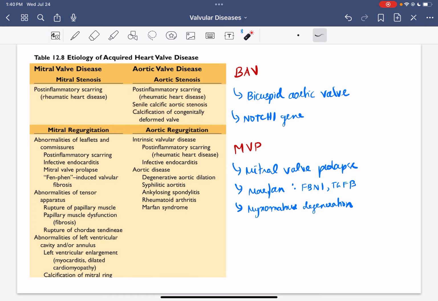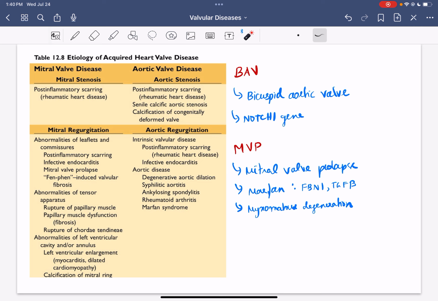What does senile mean? Aging, due to aging. So due to aging, there is calcification. As a result, there is stenosis, and then calcification of a congenitally deformed valve. What about mitral regurgitation? These are all the causative factors. What about aortic regurgitation? These are all the causative factors. Just take a look at all these causative factors.